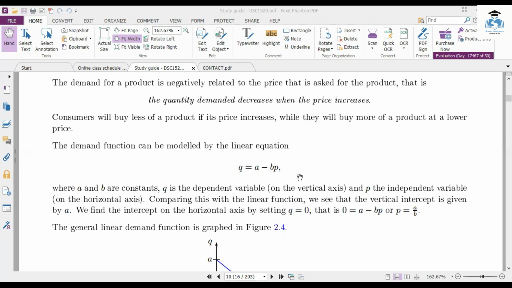When they ask you to make P the dependent variable, you know that P must be on the left side of the equal sign, and Q then will be on the right. But as it is, Q is the dependent, so I will put it on the left side of the equal sign.